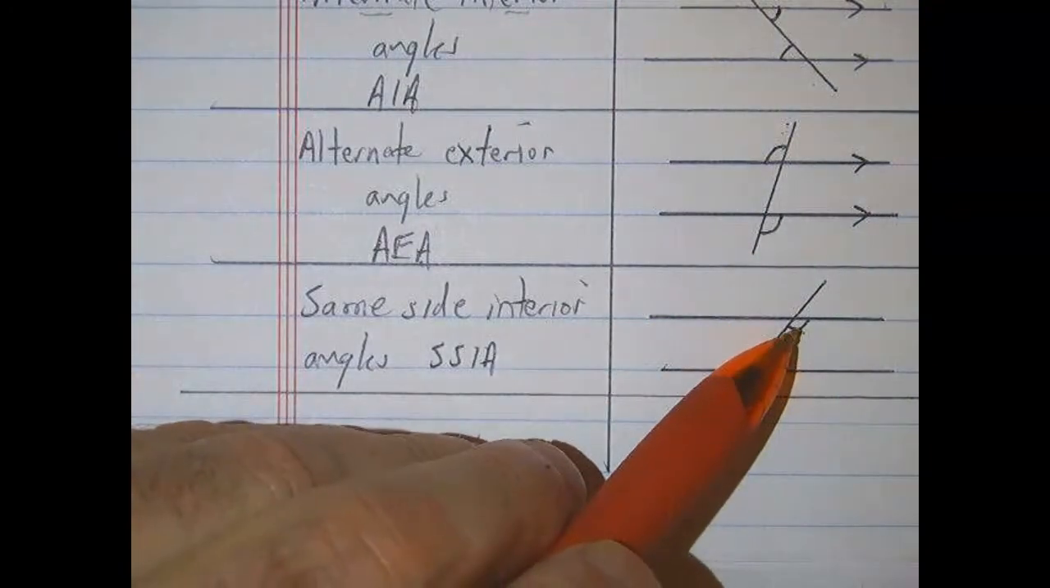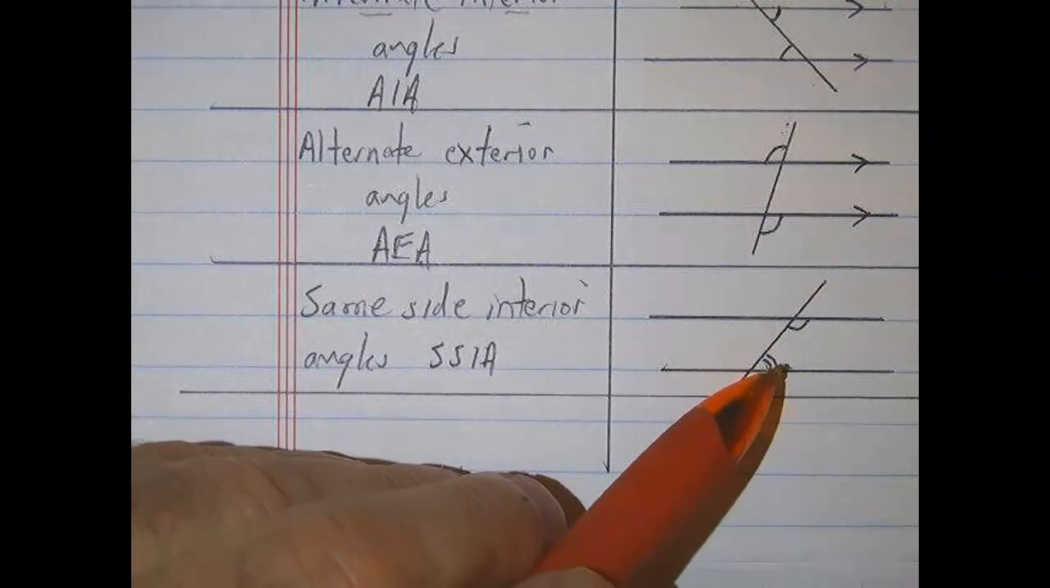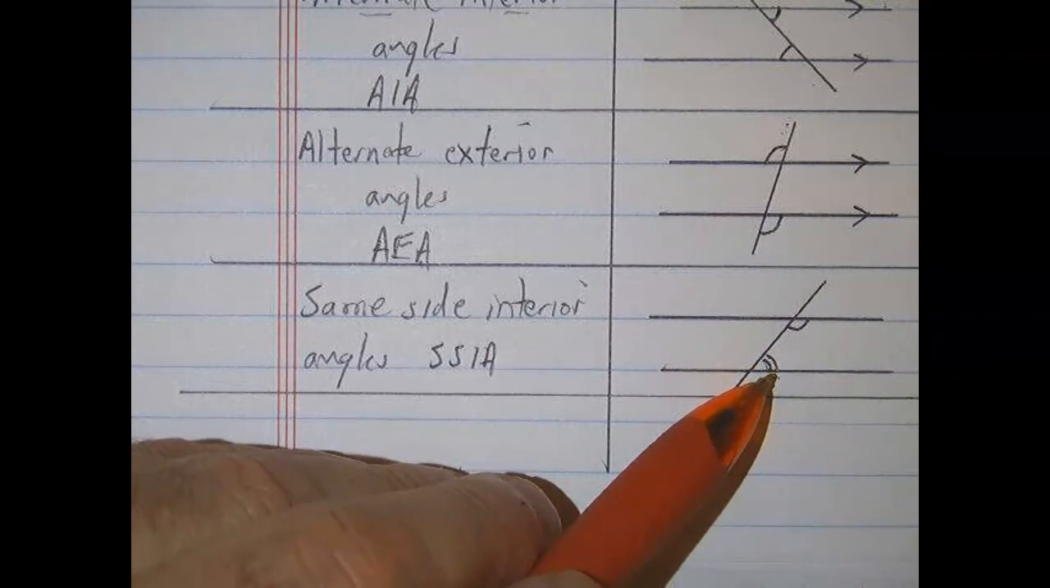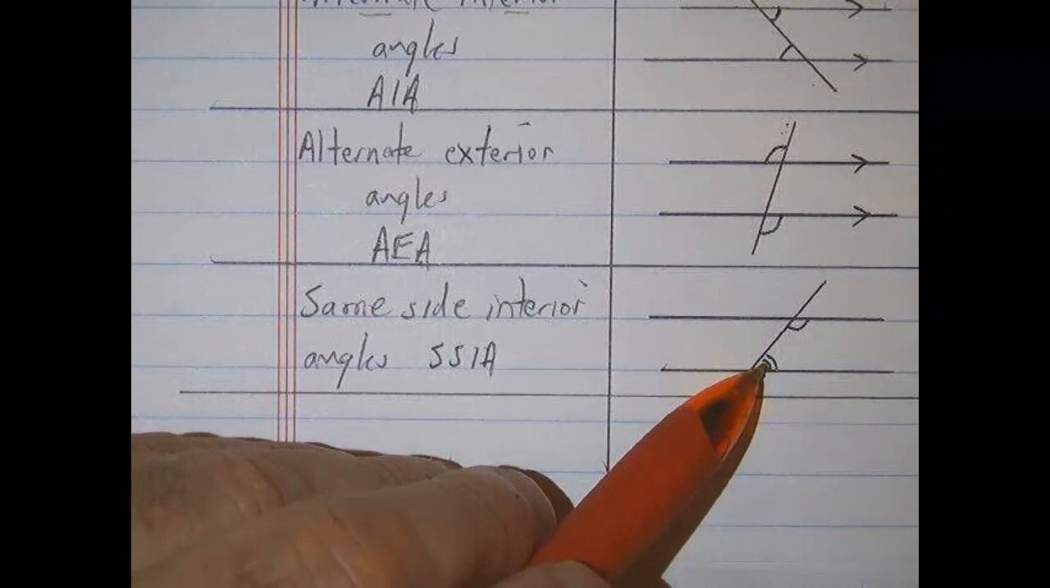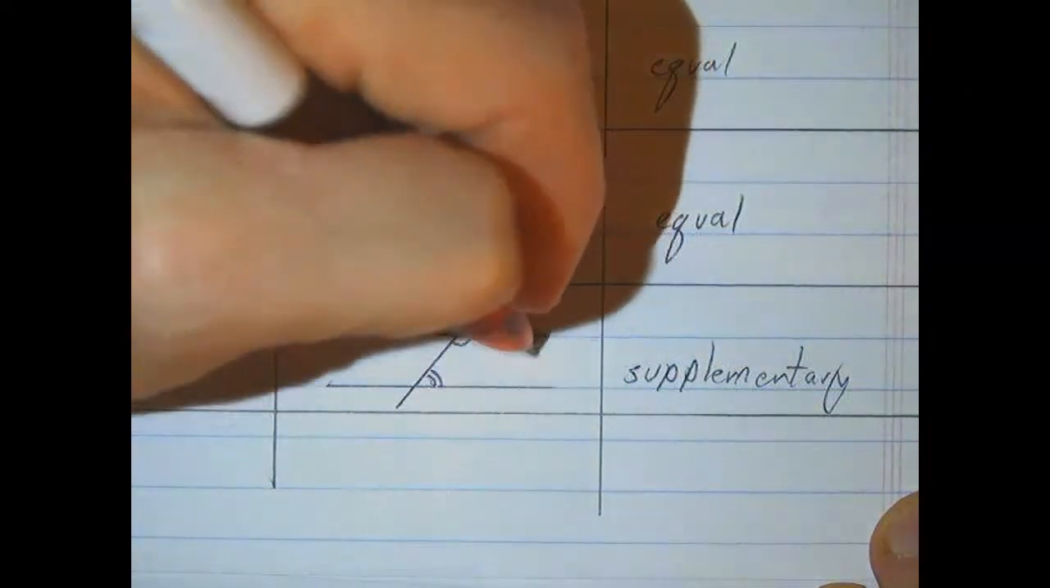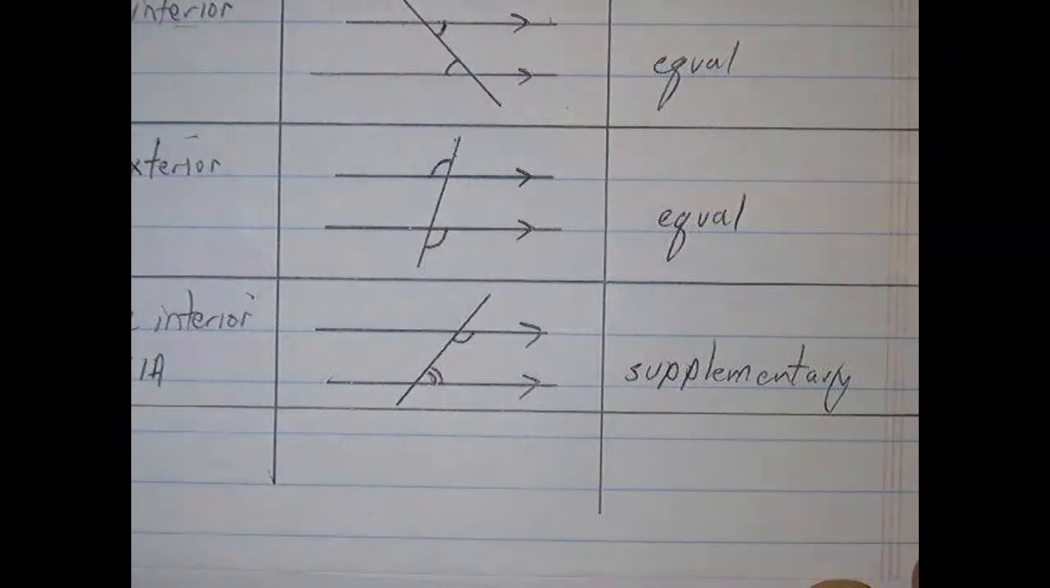Here you have one of the larger angles formed by this particular set of two parallel lines and a transversal, and you have one of the smaller angles formed. And same side interior angles are always supplementary when the lines are parallel. Only if the lines are parallel.